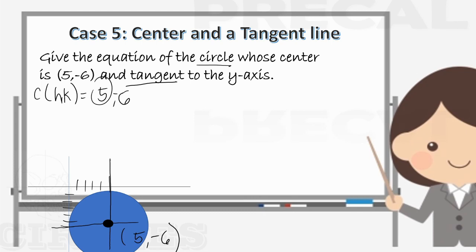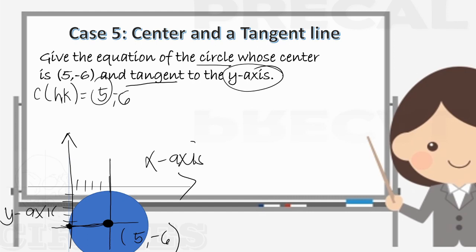So, ibig sabihin, yung distance nito from this center to this point. So, dito daw, ibig sabihin, yung circle daw ay nagtatouch sa y-axis. So, ito yung y-axis natin, di ba? Yan, x-axis. Ganito naman yung y-axis. So, nagtatouch siya, tangent siya sa y-axis.